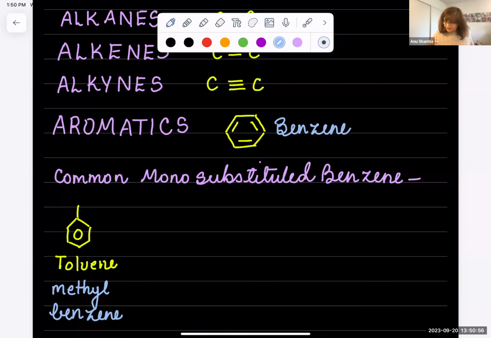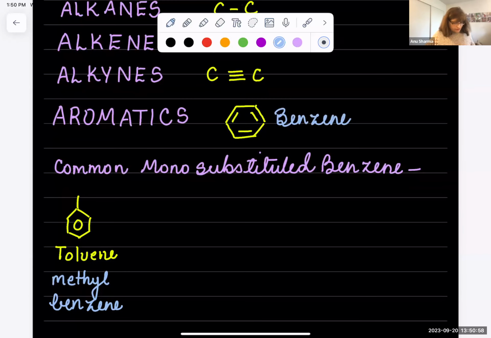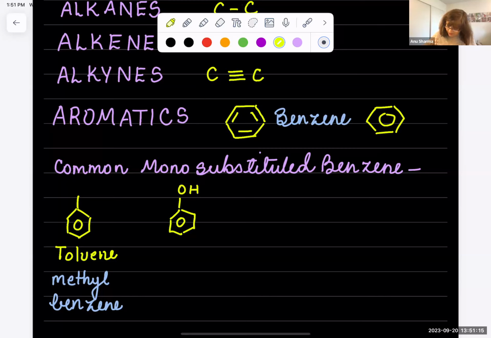And so if there is a substitution of a methyl group, then it becomes methylbenzene. On the other hand, if there is a substitution of OH, then it becomes phenol, okay? It can also be shown like this. So this becomes phenol. The common name is phenol. And we will write down the other one later.